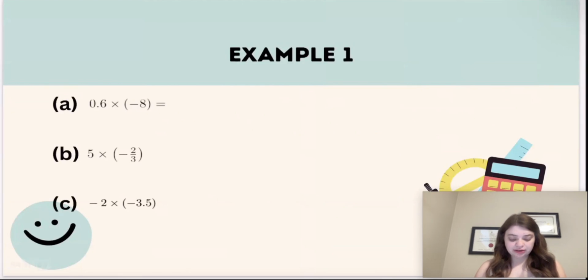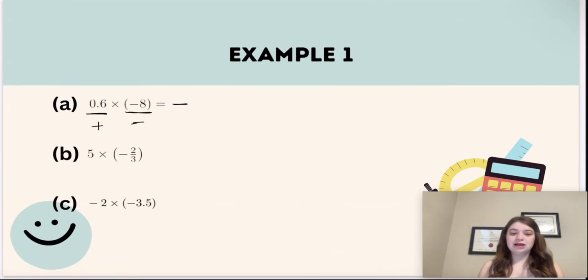So let's start here with example 1. First off, let's figure out what the sign is going to be. Here we're multiplying 0.6, which is a positive number, and negative 8, which is a negative number. Because we're multiplying a positive with a negative, the result will be negative. So that's our first step, is to determine the correct sign.